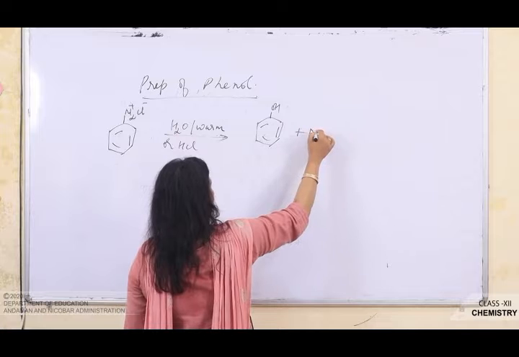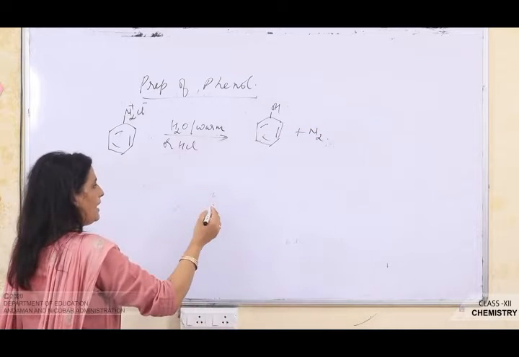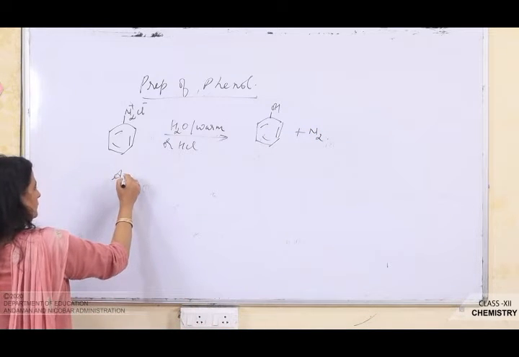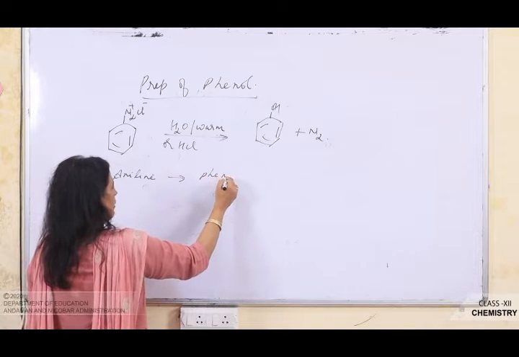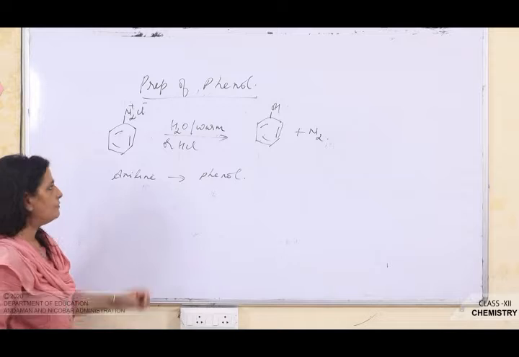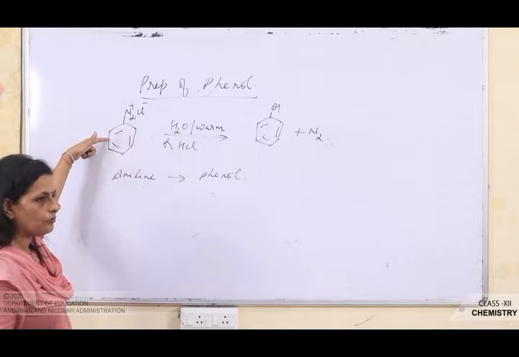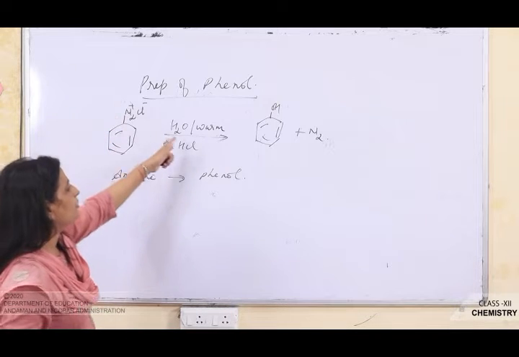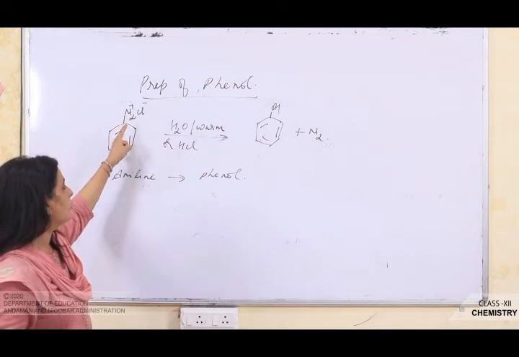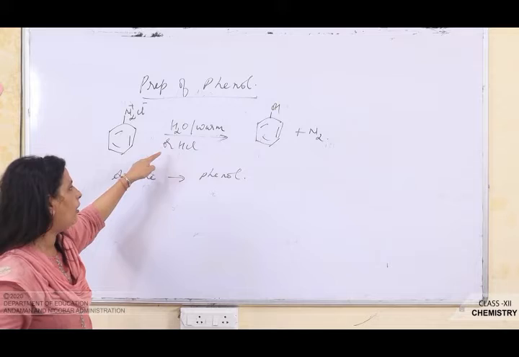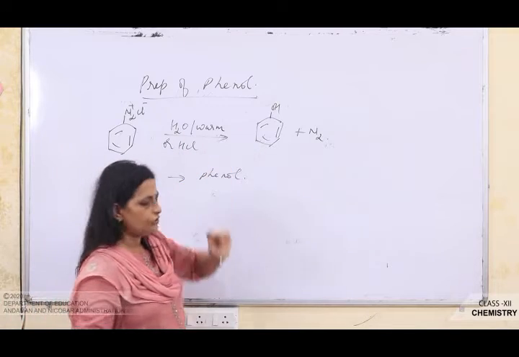plus N2. So here you get a conversion of aniline to phenol. How will you convert aniline to phenol? First you will convert aniline to benzene diazonium chloride by diazotization, then you warm it with water, and you get what? Phenol. So, is it clear? Diazonium salt on warming with water or on treatment with HCl gives you phenol.